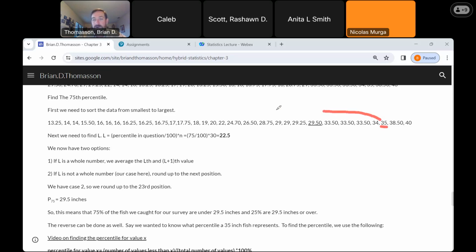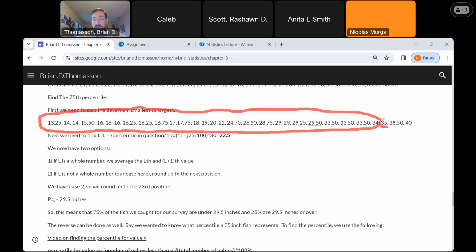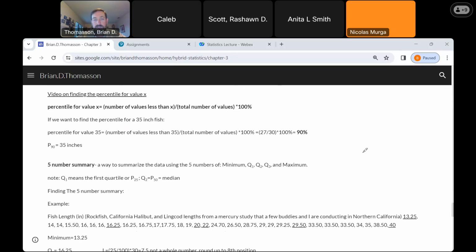So here's the 35-inch fish. What we do is we count all the number of fish below that. Okay, so we count how many of them are below, which turns out to be 27. And there's a total of 30. So the total number of fish less than 35 is 27 out of the total of 30. So 27 over 30 is 0.9. 0.9 times 100% will give us the 90th percentile.